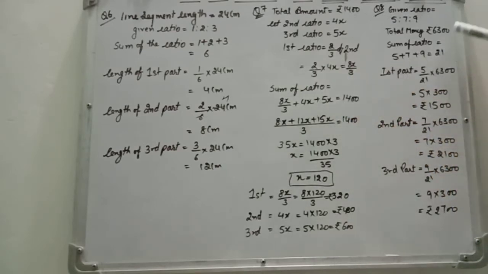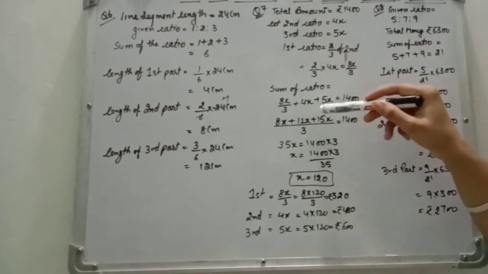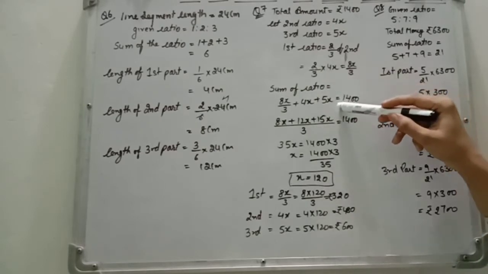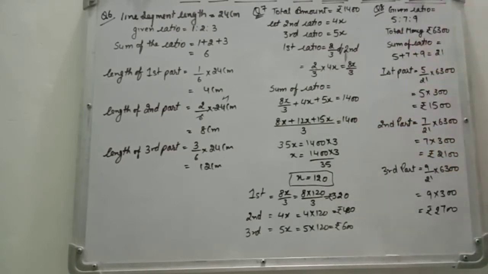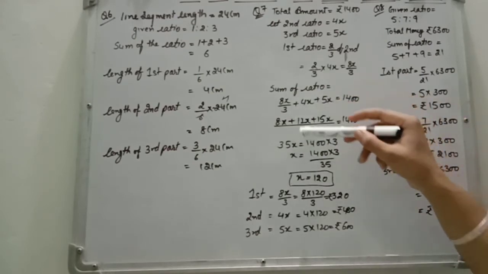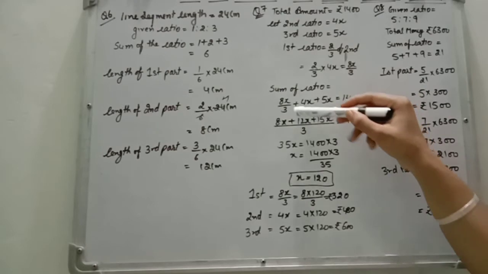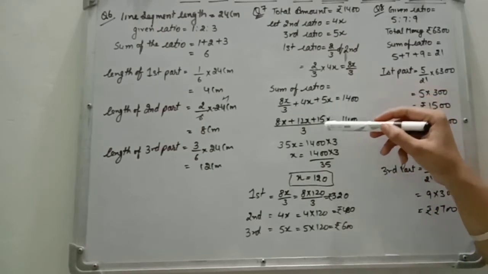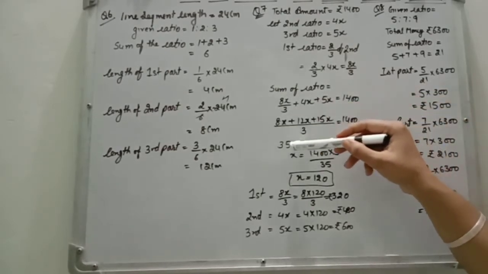Now we are not using this formula because we are taking x. That's why we are writing equal to 1400 total amount. Okay, so take the LCM. Now 3 as a LCM. So 3 multiply with 4 is 12, 3 multiply with 5 is 15. Okay, plus the numerator you get 35x.